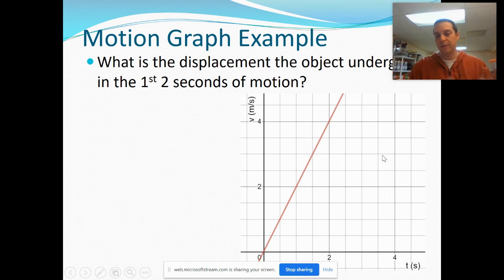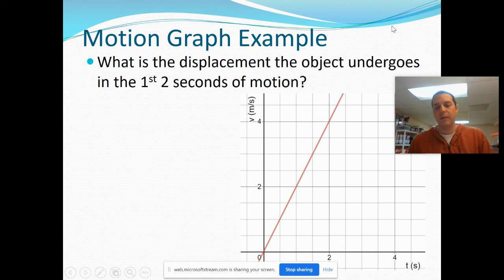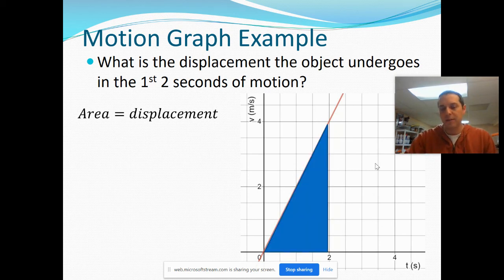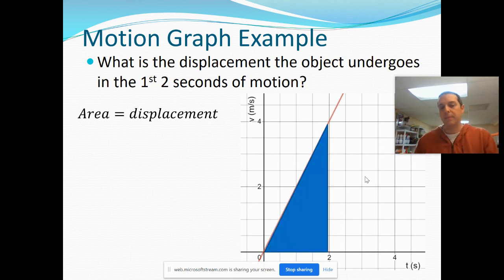We can also, for the same exact graph, try to find a displacement. On this graph, we want to figure out how much displacement has occurred in the first 2 seconds of motion. Now we know that if we're looking at the area under the curve, that the area is equal to displacement. Now this is something that you might not have done, but what we're going to do is shade the area between the x-axis and the curve. So you can see right here, we just have the curve on the graph, and then I've colored in blue a geometric shape here, and it's a triangle.